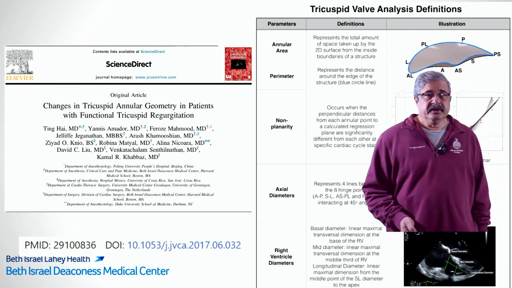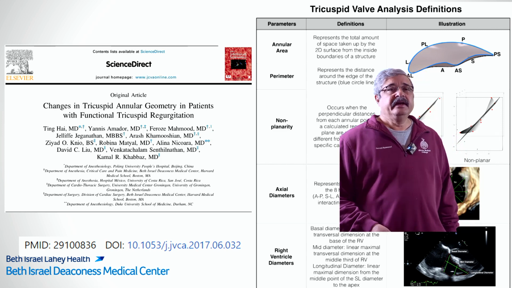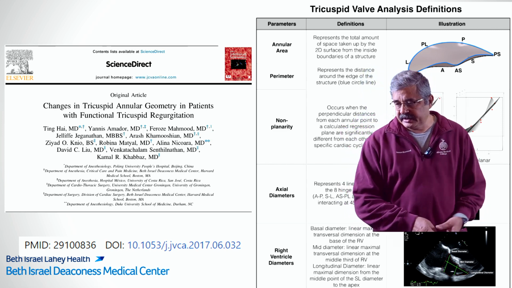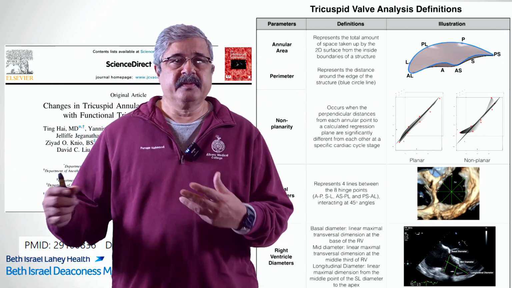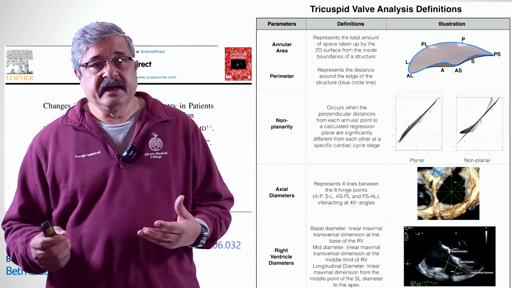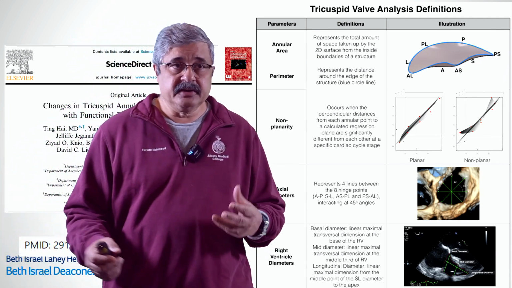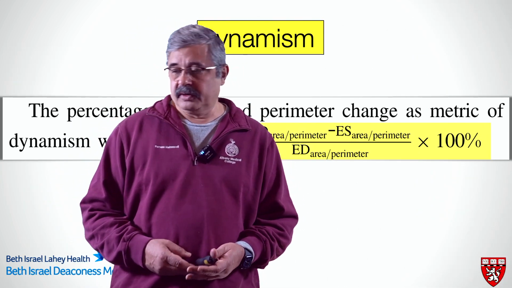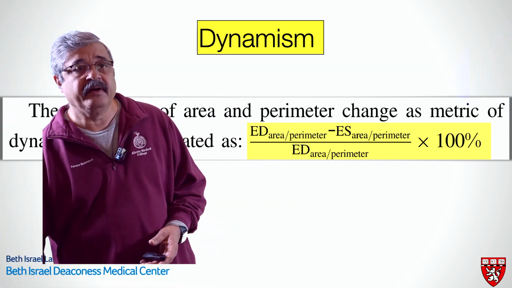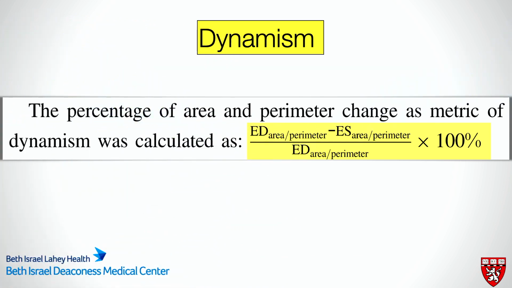So going over this tricuspid annulus, we took this a little further and defined certain metrics of tricuspid analysis, which consist of looking at the annular area that changes, the perimeter, the non-planarity, the axial diameters, and right ventricular diameters that relate to tricuspid analysis. And a measure that we defined over here was the tricuspid annular dynamism, and we defined dynamism as the percentage of area and perimeter change, calculated as end diastolic area minus end systolic area divided by the end diastolic area, as a percentage.